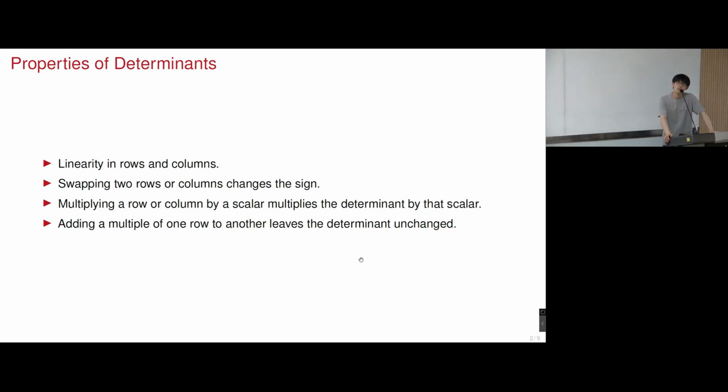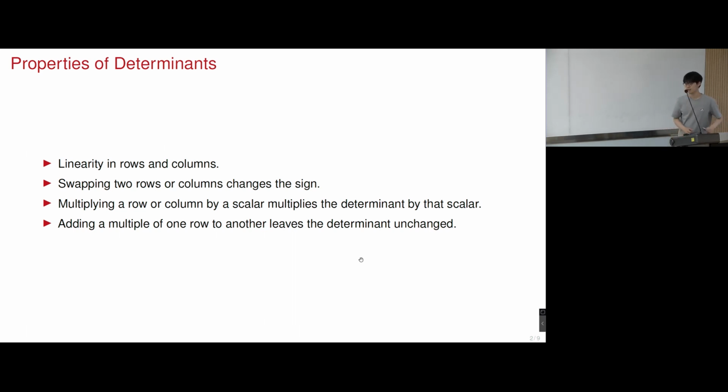So what sort of properties does determinant have? We'll know about this soon enough: it has linearity in rows and columns. What does that mean? It's very simple, actually, and it's related to the second and third properties, where swapping two rows or columns changes the sign.